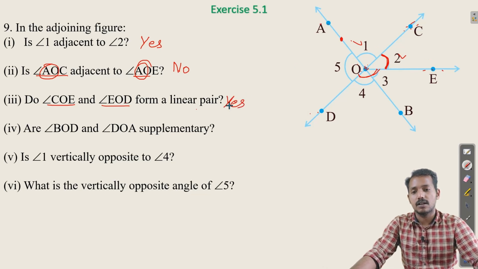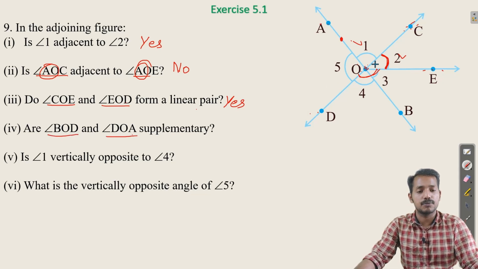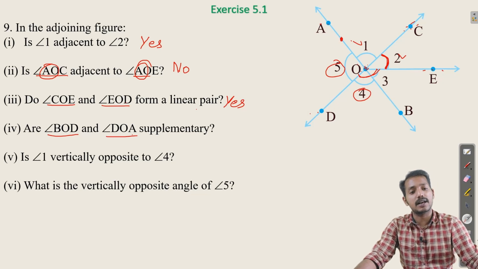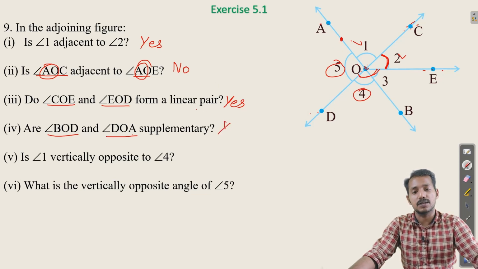Yes. Next question: are angles BOD and DOA supplementary? BOD is this angle, angle 4, and DOA is this angle 5. Are they supplementary or not? Yes, because the non-common arms OB and OA form a straight line. That means they are linear pair angles. Angles BOD and DOA are linear pair angles, and linear pair angles should be supplementary.